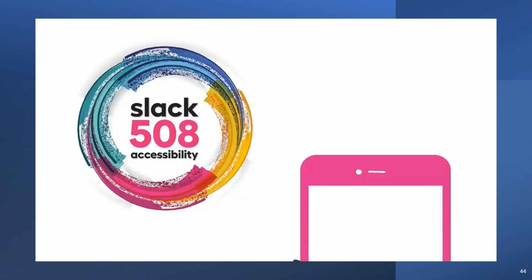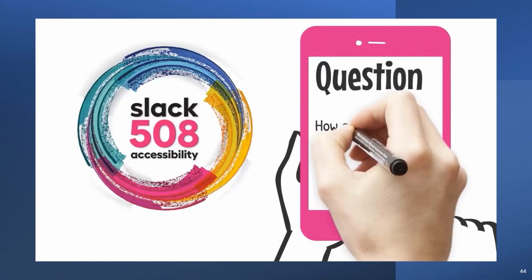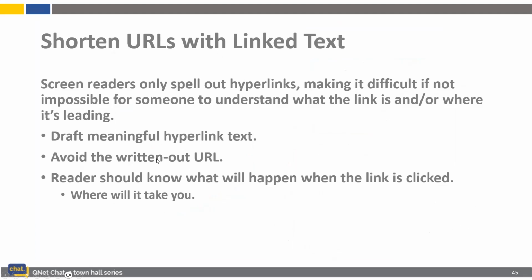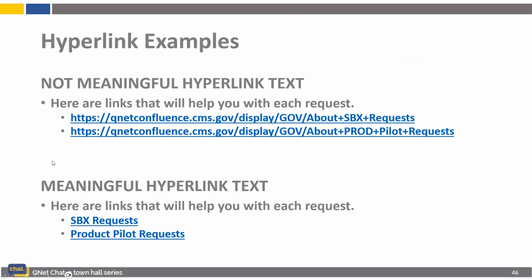All right, another question. How should URLs be written? You need to write your hyperlinks so they're meaningful. In other words, don't write text that is difficult to understand. So if you had a screen reader reading off all long URLs, that would be very hard for any of us to understand. What you want to do is write your links so they're meaningful. You'll see down here, instead of that long URL on the top, you write SBX requests. Same with product pilot requests instead of that.